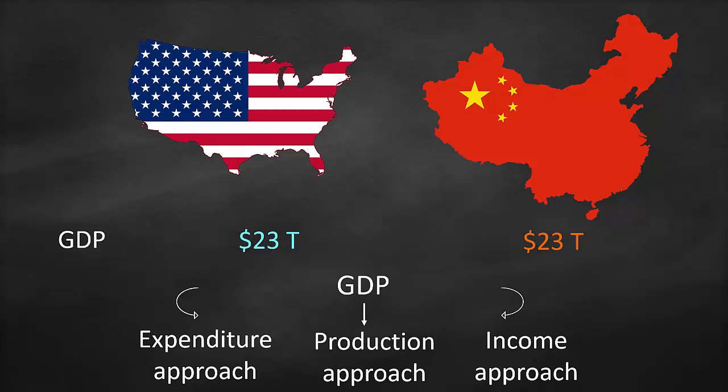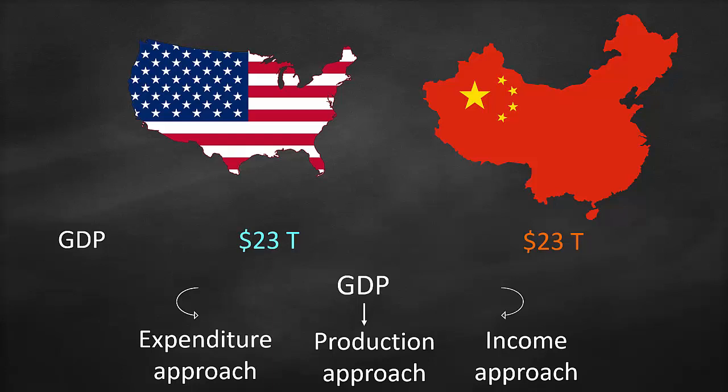Can we say that the total income in the United States is the same as the total income in China? Yes, because they have the same GDP. Our last question, can we say that the average income in the United States is the same as the average income in China? Some of you will say, no, that's not true. The average income is different. In the United States, people get a higher average income compared to China.